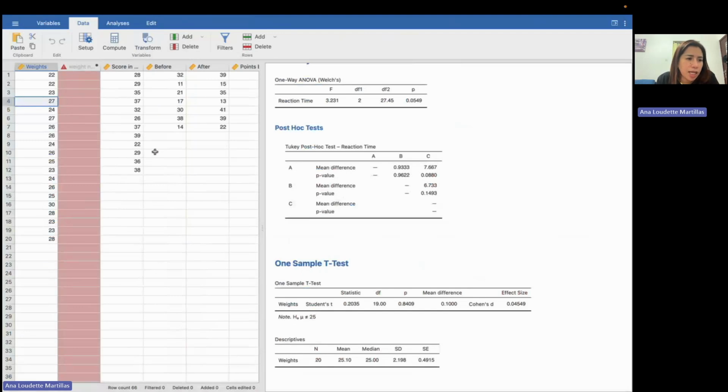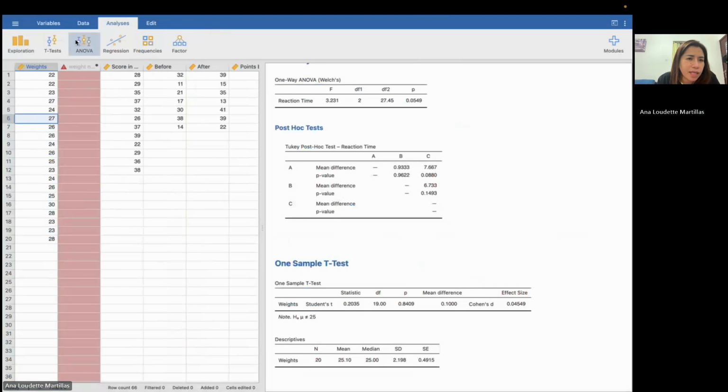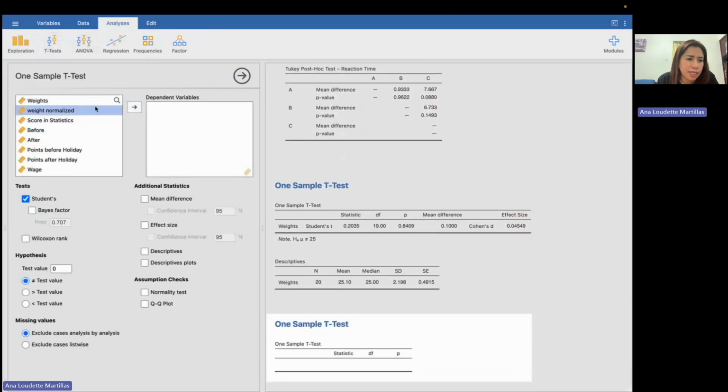the Jamovi application, and then we need to enter the data, entering the bag weights into a single column: 22, 23, 23, 27, 24, 27, and so on and so forth. Now let's click Analysis, then click t-test, One Sample t-test since we are using a one-sample t-test, then click Weights and move it to Dependent Variable.